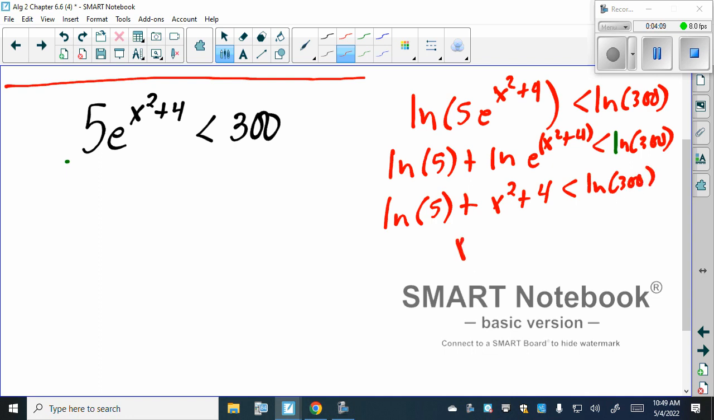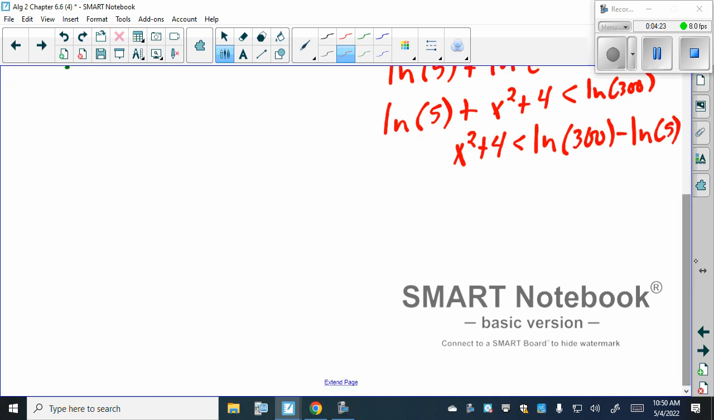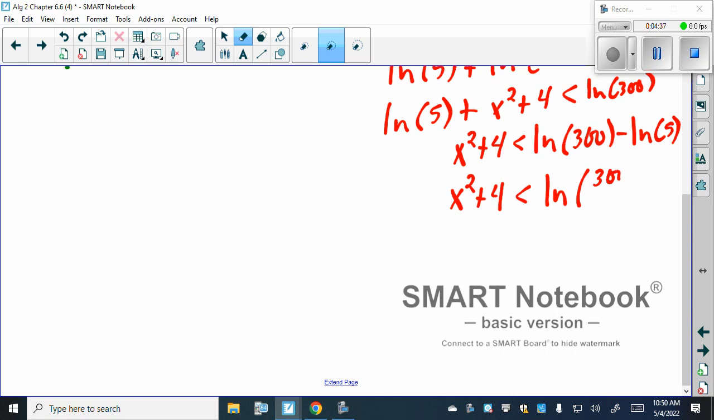Now to get this by itself, we'll need to subtract the ln of 5 from both sides. If we do that, we get ln of 300 minus ln of 5. Whenever I have 2 of the same logs being subtracted, I can rewrite it as a single log, where what's inside is being divided, yes? So we have 300 divided by 5. Well, what is 300 divided by 5? 60, yes? So we get there.